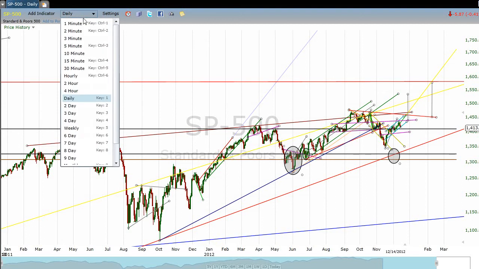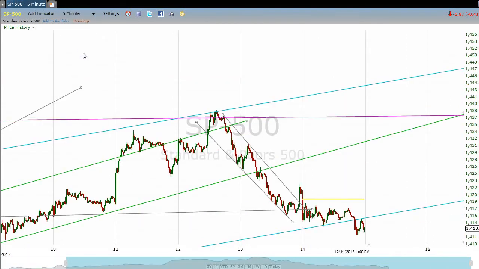I just want to point out one more quick thing, and that is we did see this smallish descending channel here off of this top at around 1438 and change, and the market has gotten over this descending channel. So that might be a little bit of a positive sign.